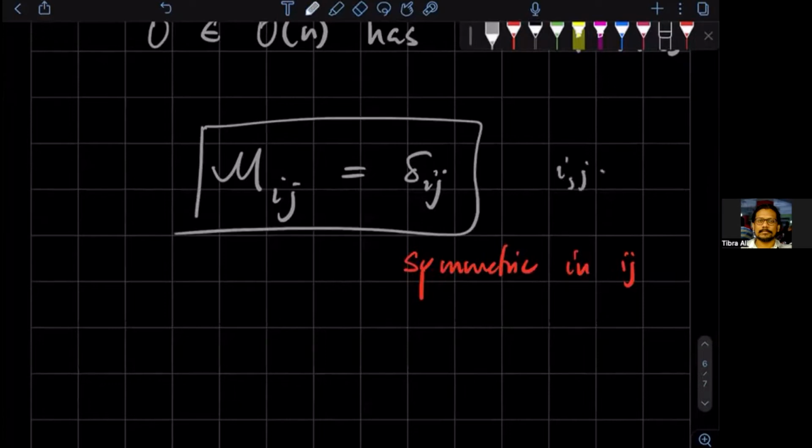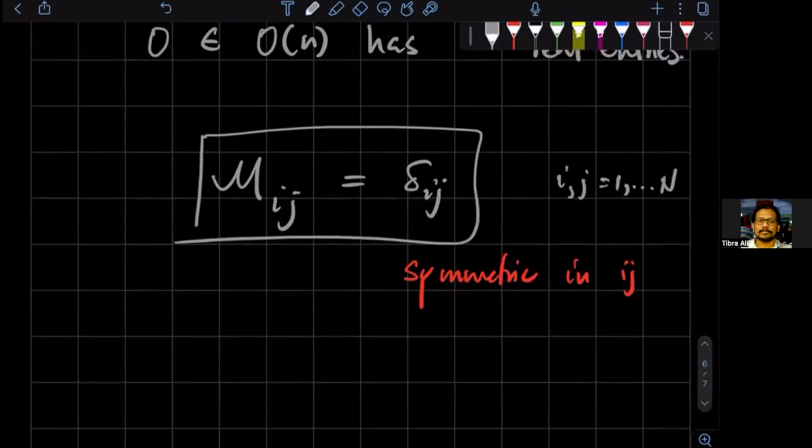If i and j go from 1 to n, or small n. Okay. Think about it for a minute. n squared minus n. No, n squared minus n.